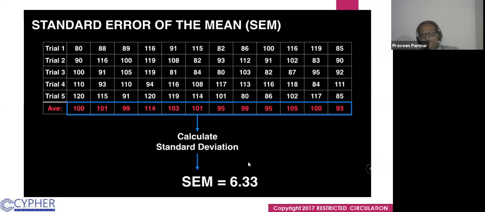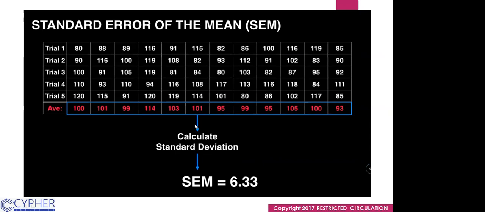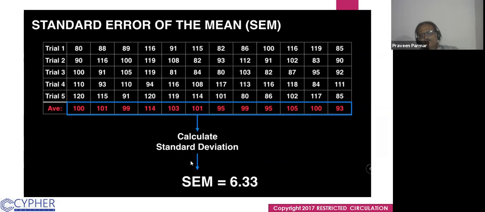standard error. Okay, first you calculate the mean of this average, and then you get the deviation of this average from the mean, and you get the standard deviation, and that standard deviation would be 6.33. Got it? So this is basically the standard error of mean. Okay, it is the standard error of mean. So in this way we calculate the standard error.